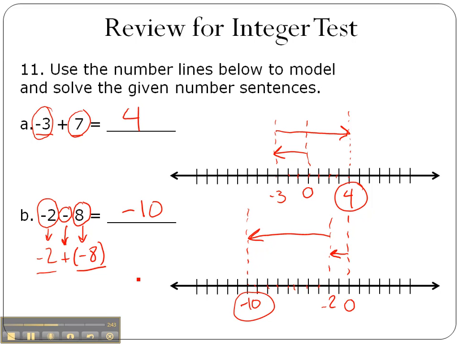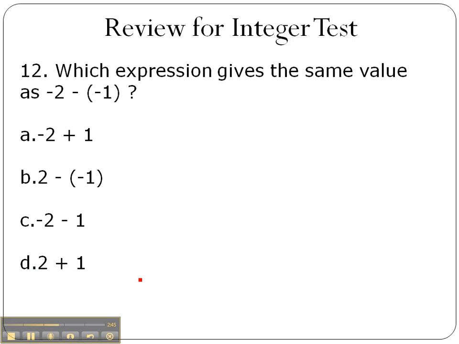Okay, let's move on to the last problem of the review. Which expression gives the same value as -2 minus -1? Now this expression is integer subtraction, so if we turn it into integer addition, we should get our answer. Let's rewrite it. -2 minus -1. Same rules we've been using. Boss change twice to turn subtraction into addition.